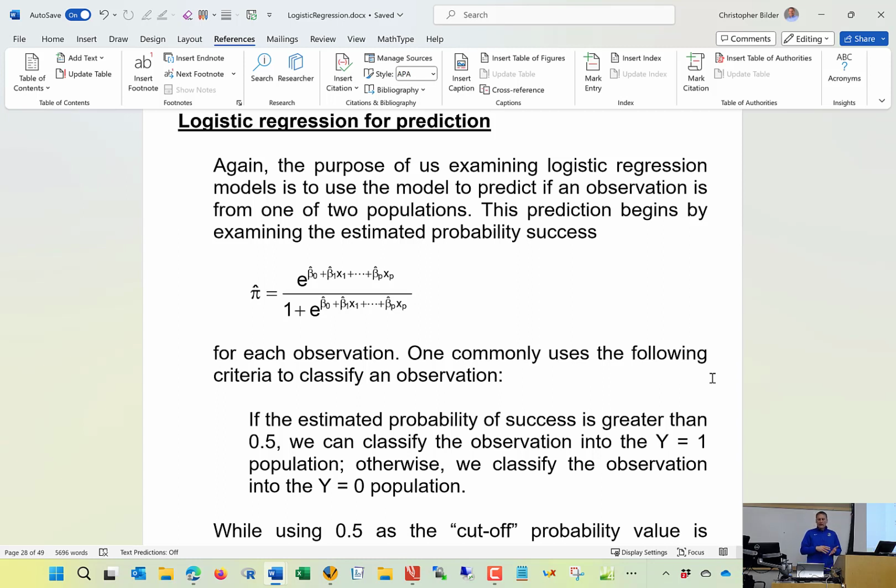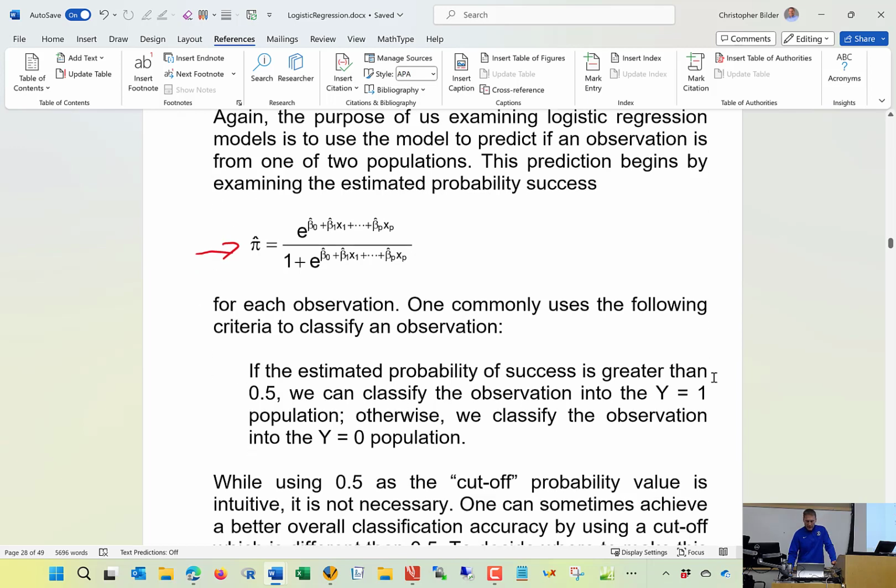And so the first thing that we do is we calculate the estimated probability of success. So with the place-kicking data set, for a particular distance, for a particular value of change, and so on, we just simply put those numerical values in for the x's. And then, given our beta hats, we do the math and we get a pi hat out. Now, based upon that pi hat, we can make a decision. Should I predict this to be a success, or should I predict it to be a failure?